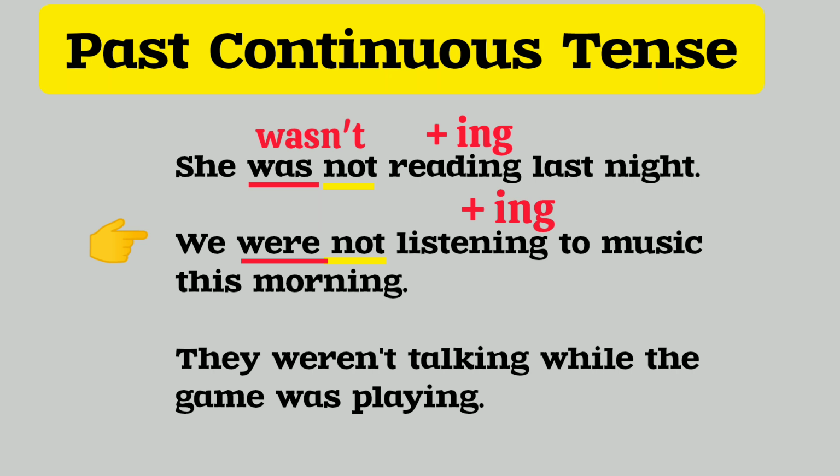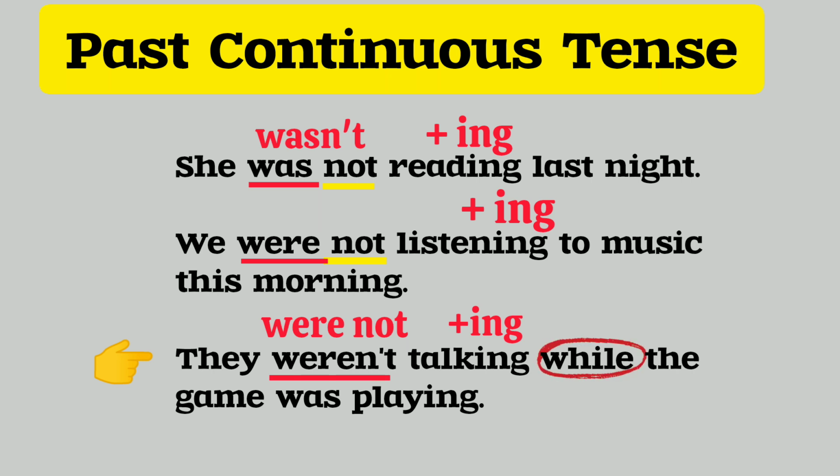The next one. They weren't talking while the game was playing. So here also I have used the contraction form of weren't. Just have a look. Here we connected the two actions by using the word while. That shows two past actions were going on at the same time.